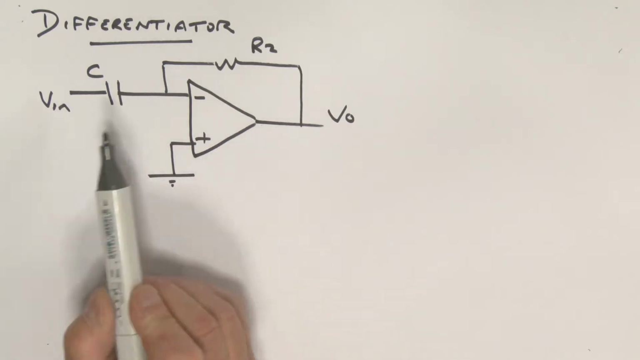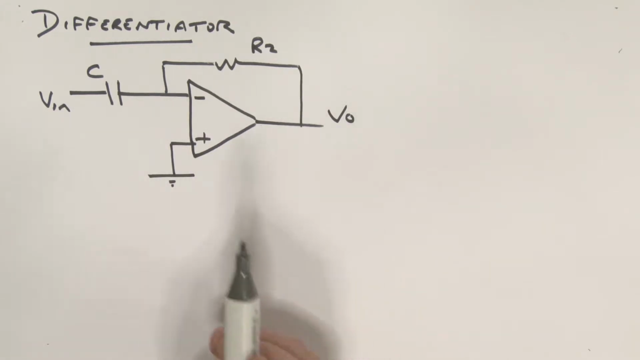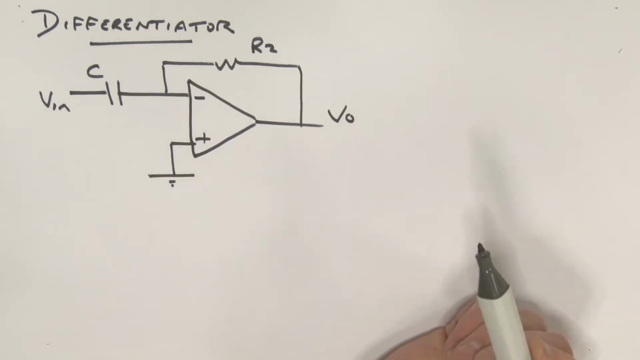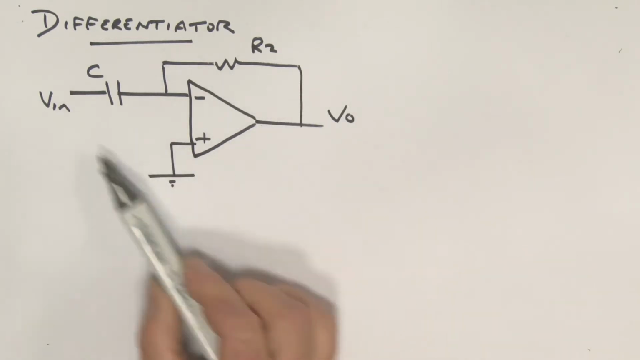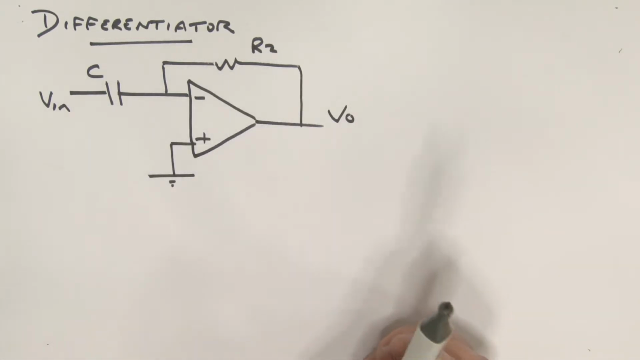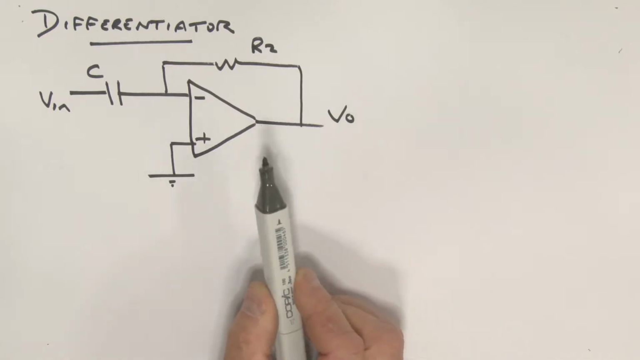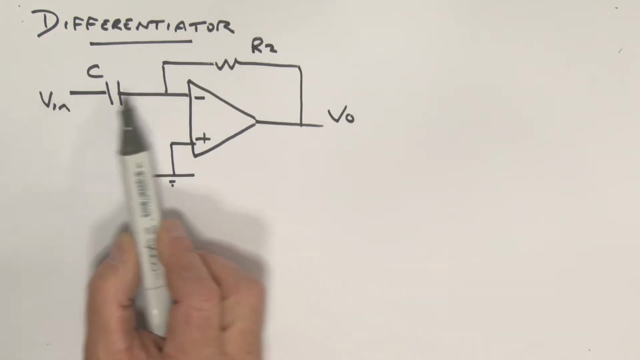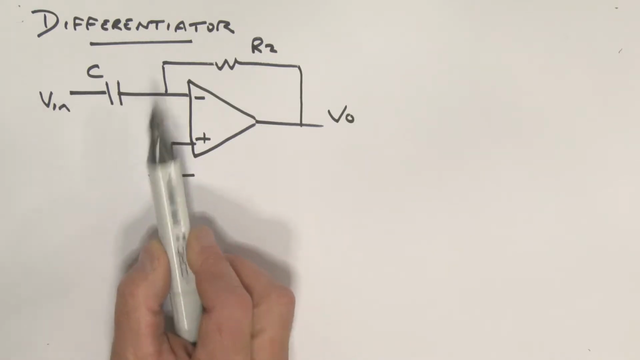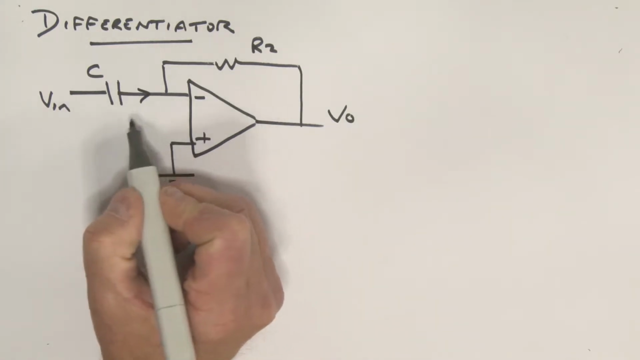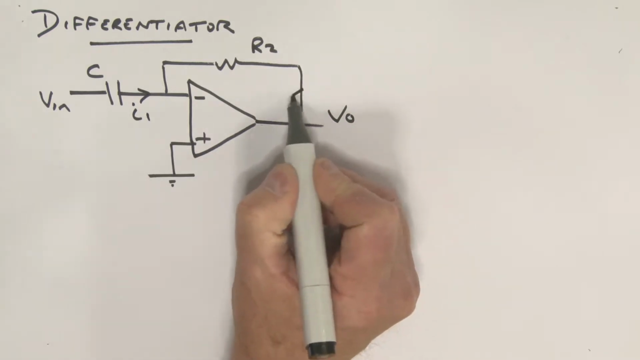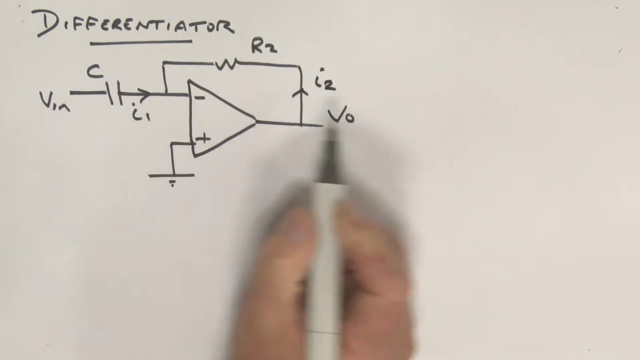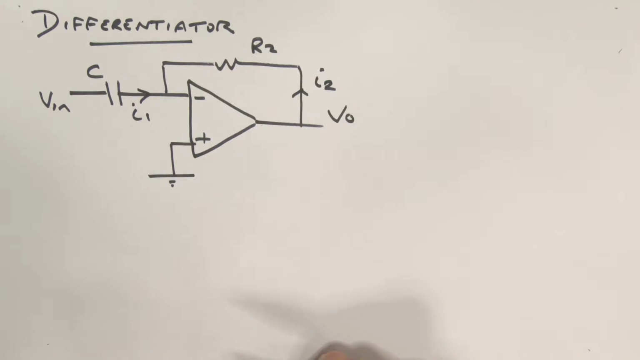Okay, following on really from our integrator consideration, let's have a look at a differentiator. It's an inverting amplifier configuration here. So what we'll do is see if we can find an expression for the current I1. Let's call this I1, and then let's call this current over here I2. We'll find an expression for that as well.